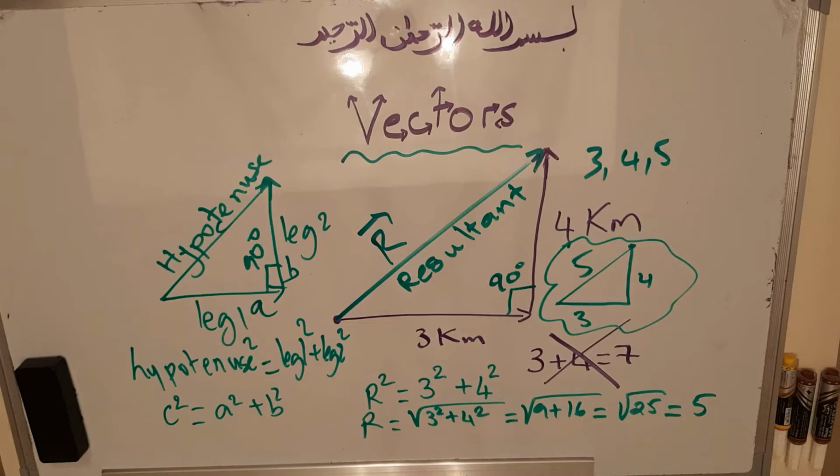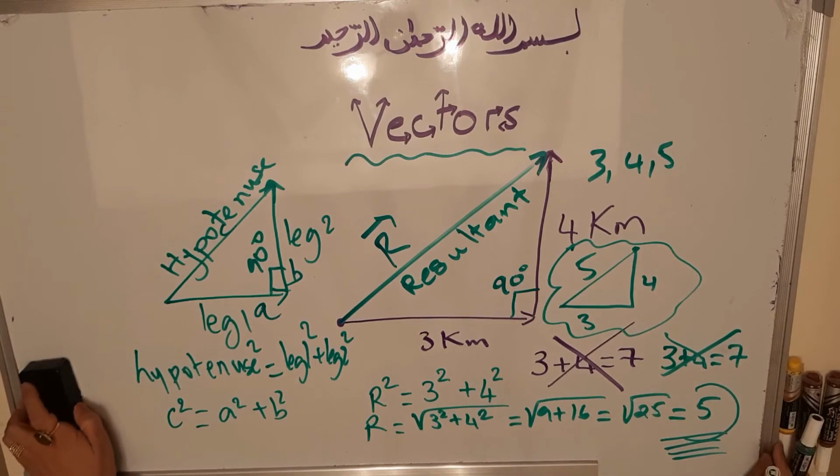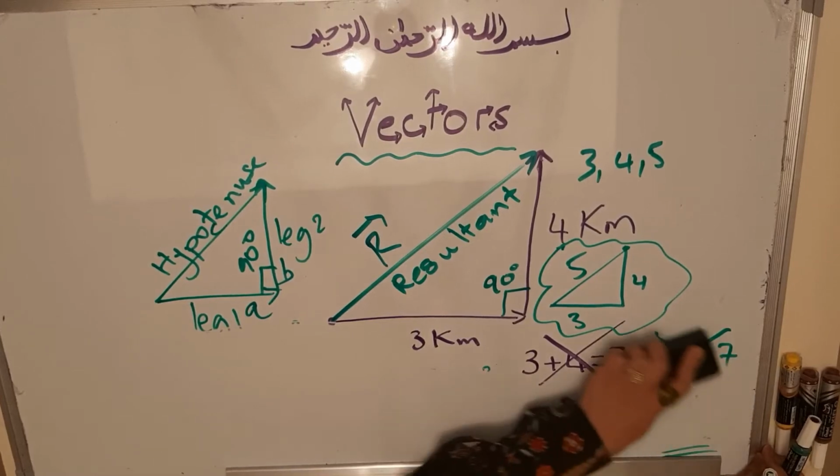So now, did we find 3 plus 4 equals 7? No, we found the 5. So this is of crucial importance. You really have to pay attention to how you add vectors. They are not usually added like scalars, which are quantities that only consist of magnitude.